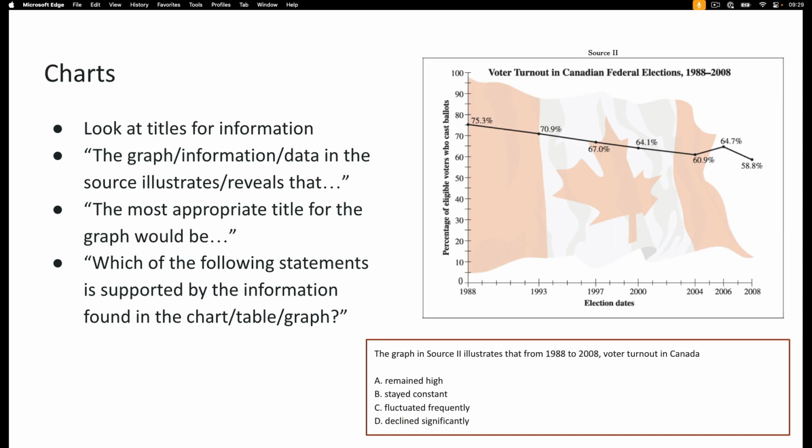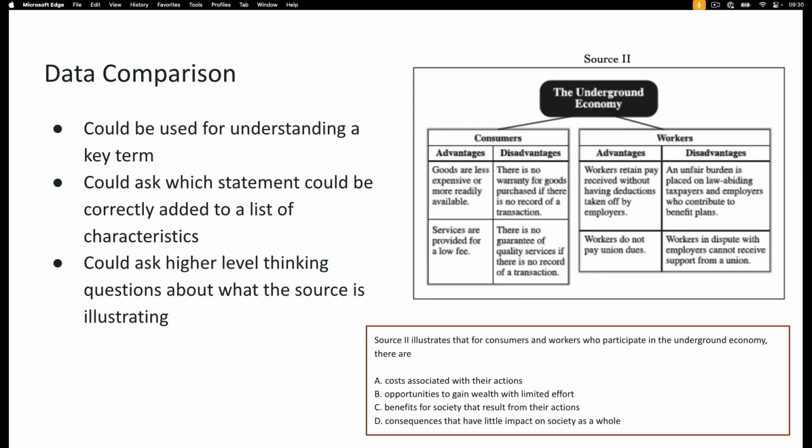Charts are always popular. We're trying to pull information from the chart. When you're dealing with charts, just like with maps, look at the titles. Look at the titles for information. You'll be able to get a lot of information from the title. Like this one is all about voter turnout. That's what the question is going to be about.